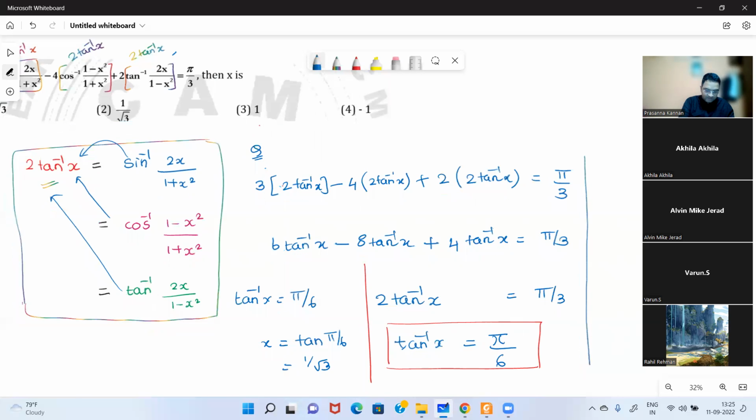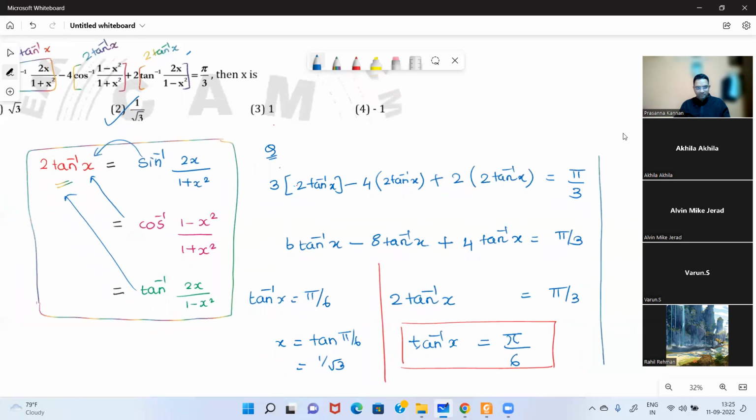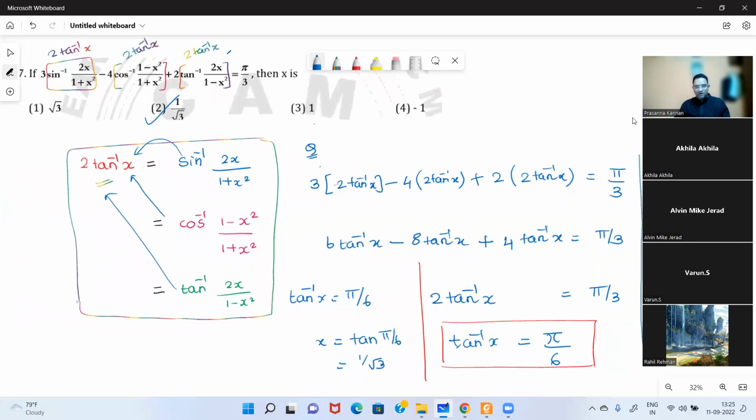So, which is the right answer? Second option. Are you clear? Yes, you can note it down. So sin inverse 2x by 1 plus x square, or cos inverse 1 minus x square by 1 plus x square, or tan inverse 2x by 1 minus x square, all of this is nothing but 2 tan inverse x. So you're just substituting it there.